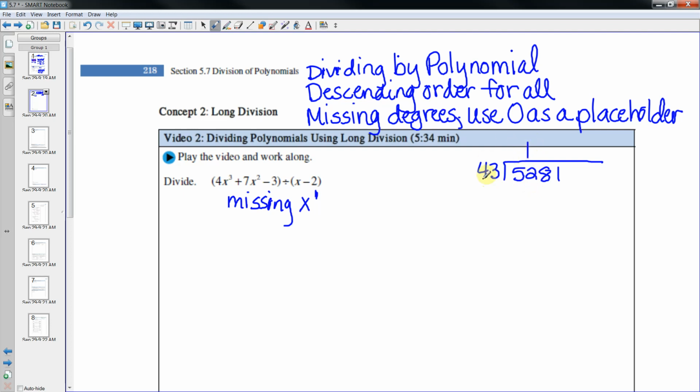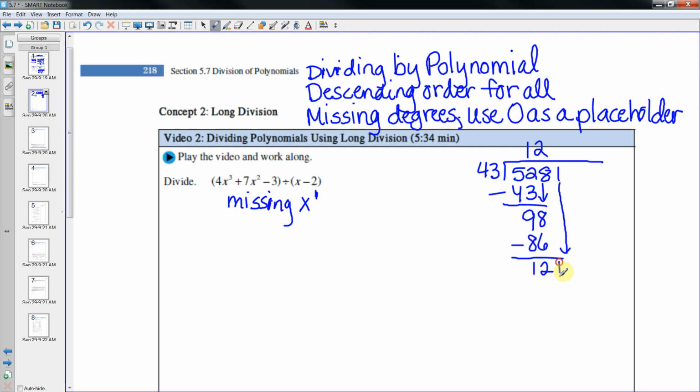We would multiply. 1 times 43 is 43. Then we would subtract off, and we would say 52 minus 43 is going to be 9. And then we would bring down the next number, which is an 8, and we would start over. 43 goes into 98 2 times. 2 times 43 is going to give me 86. Subtract that off. 98 minus 86 gives me 12.